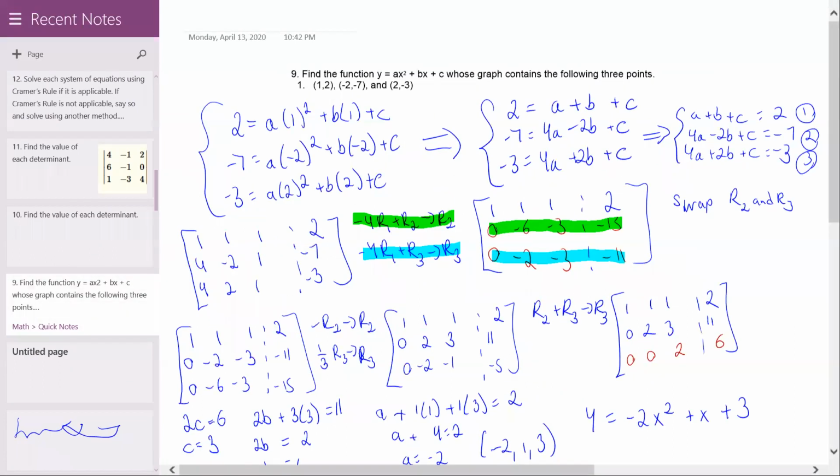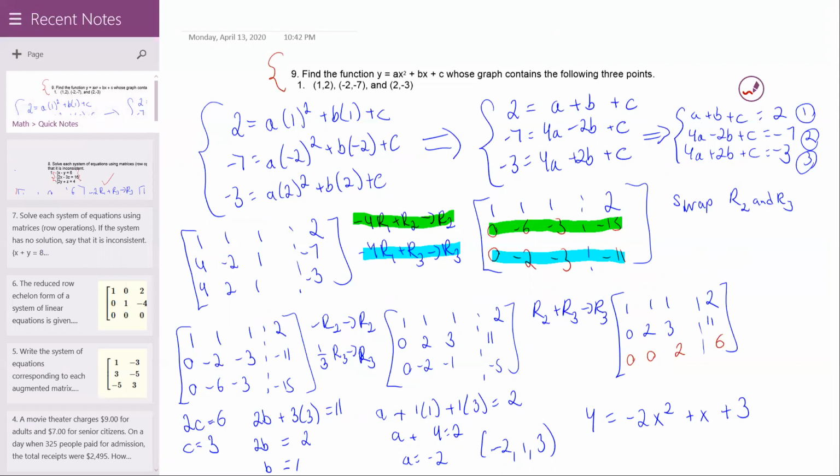Okay, so this looks kind of complicated, but it's not awful. It just requires some work. So this question right here is a little weird looking, but it's not awful. So we know that it's going to have this equation. And then it goes through these points.